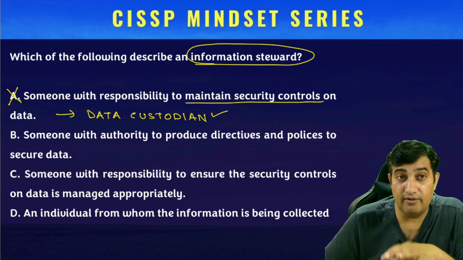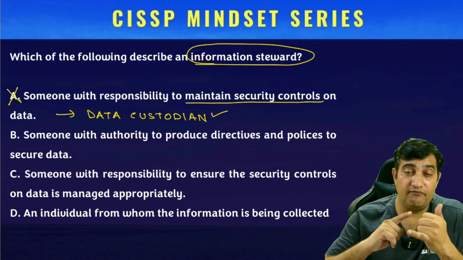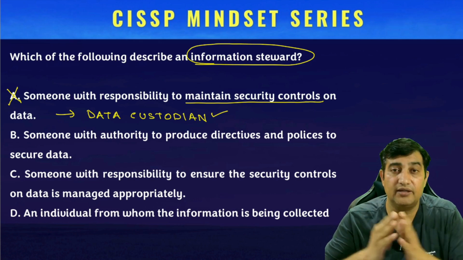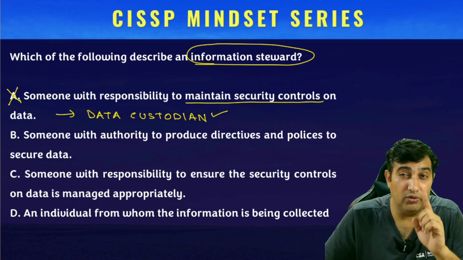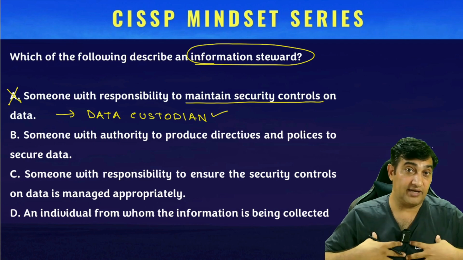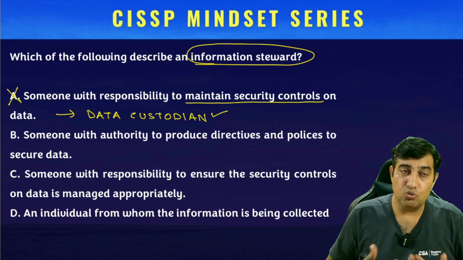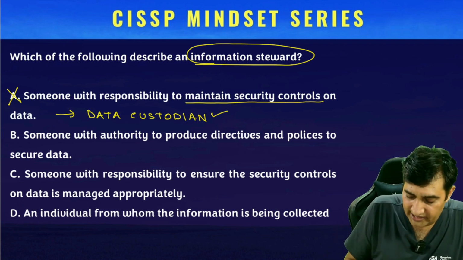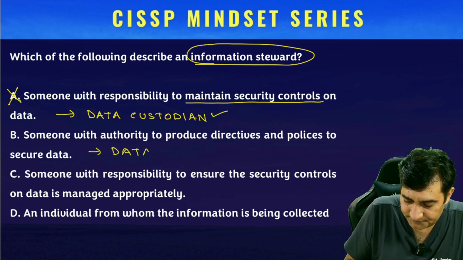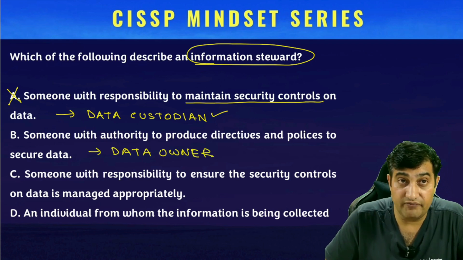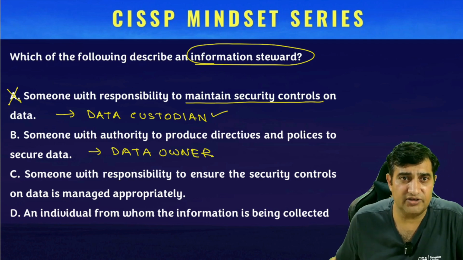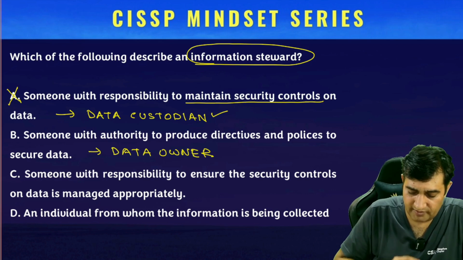If you have gone through my domain 2 classes, you know that the final accountable person, who has the final accountability of the data, is the data owner, and he is the only person who has the authority and the active accountability to create these policies so that people follow them. So that is nothing but the data owner. Definitely not what we are looking for. Sorry for those who answered B. I don't think many people answered B. That's okay. Let's go with option C.